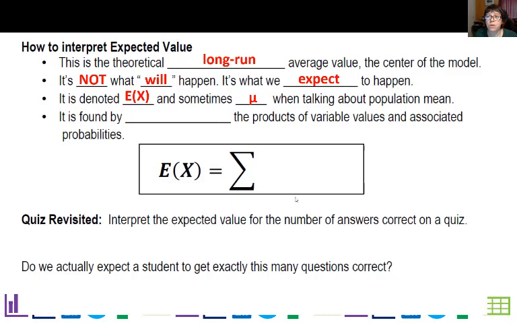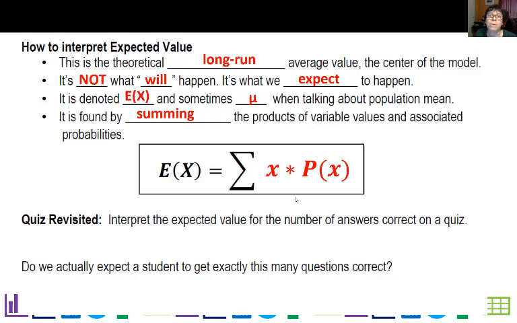It is denoted by E of X and sometimes mu when you're talking about population mean. And a lot of the times here, because we do the whole distribution and all our probabilities add up to 1, we actually do have a population mean. It is found by summing the products of variable values and associated probabilities. And this is the fancy formula for it that's on your math chart.